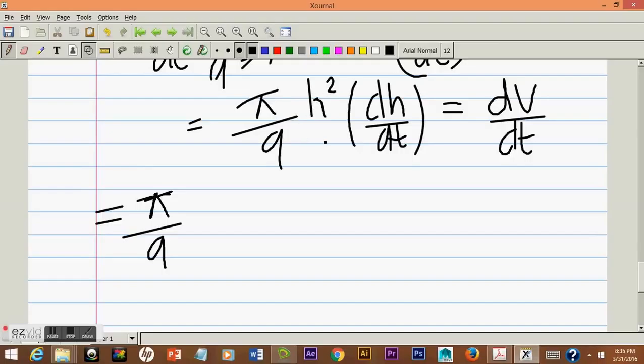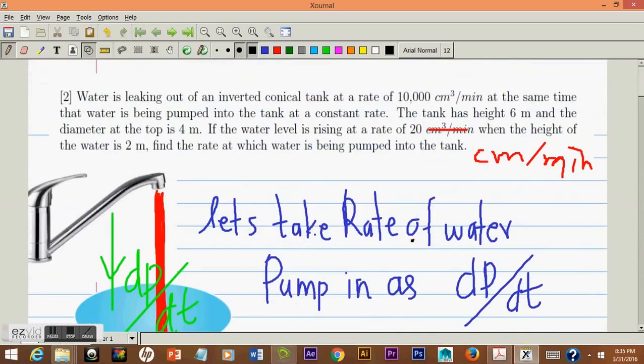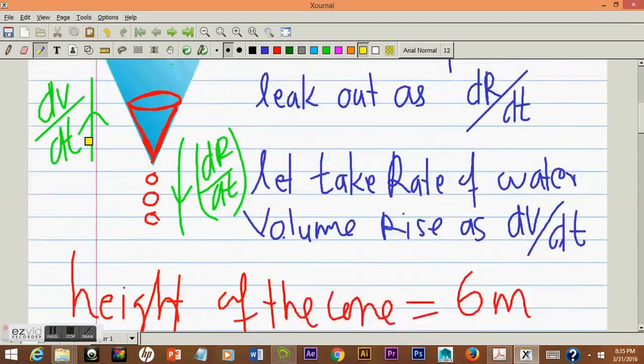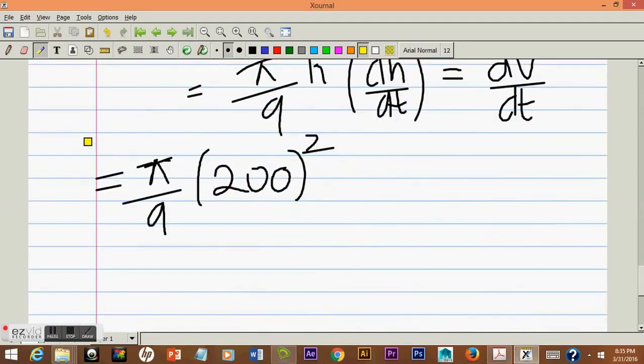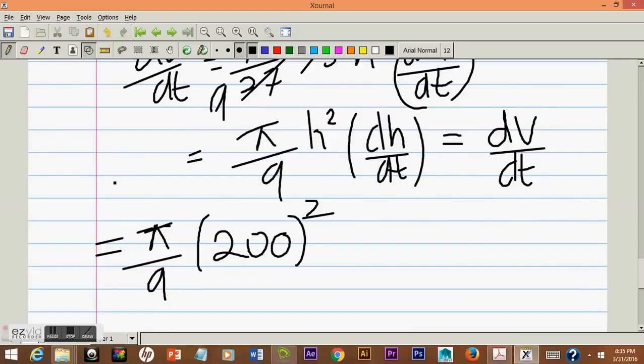Here, this h is given in meters. We have to convert it into centimeters. Very carefully you have to do that. If you put it in meters, you will get a wrong value. Here it is 2 meters, but the others are given in centimeters. Be careful about unit conversion. Then substitute the other values: pi/9 into (200) squared into 20 will give the answer.